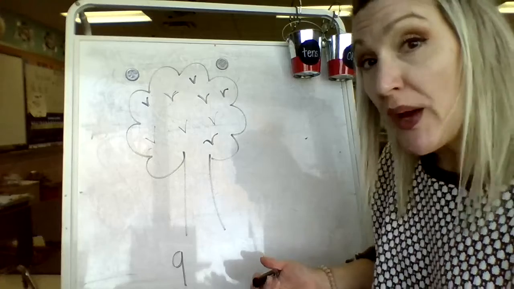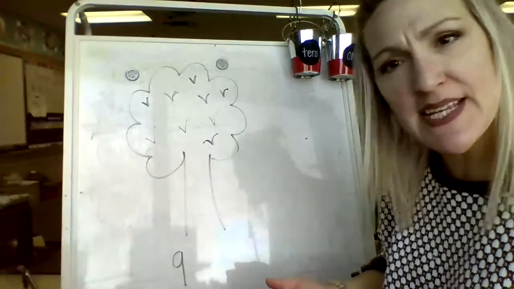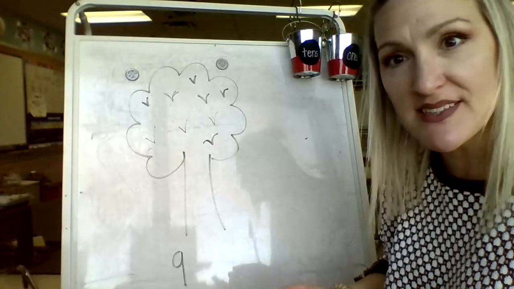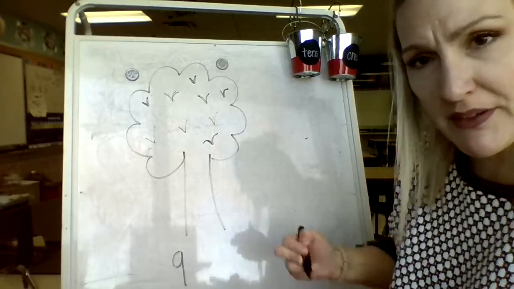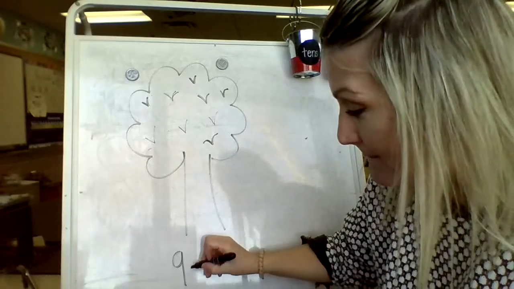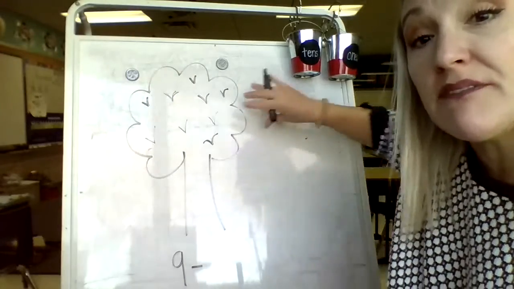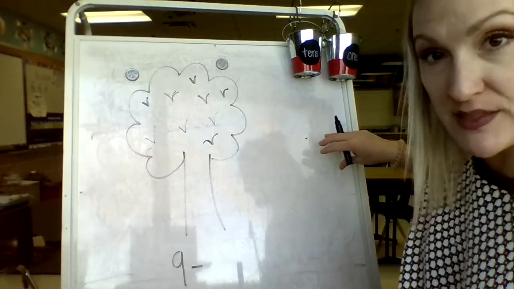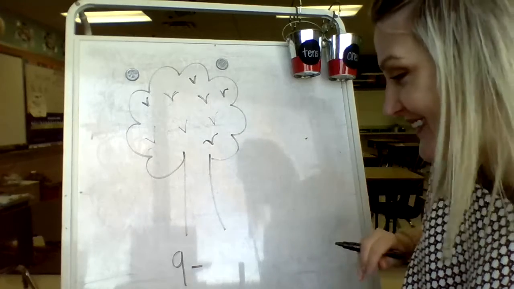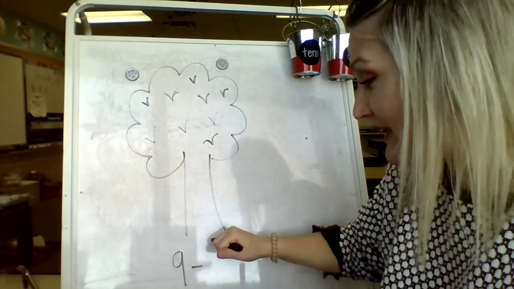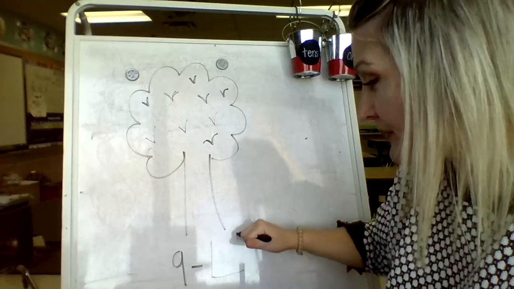Some birds flew away, but I didn't tell you how many birds flew away. I just said some. So if I'm writing my number sentence, I would write 9 minus, because they went away. We're taking birds out of the tree. That's subtraction. But I don't know how many. So I'm going to put a little box here.